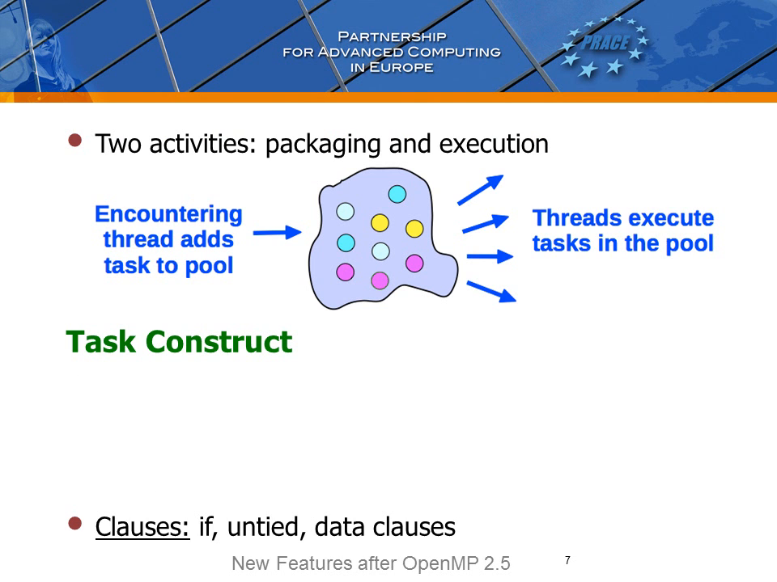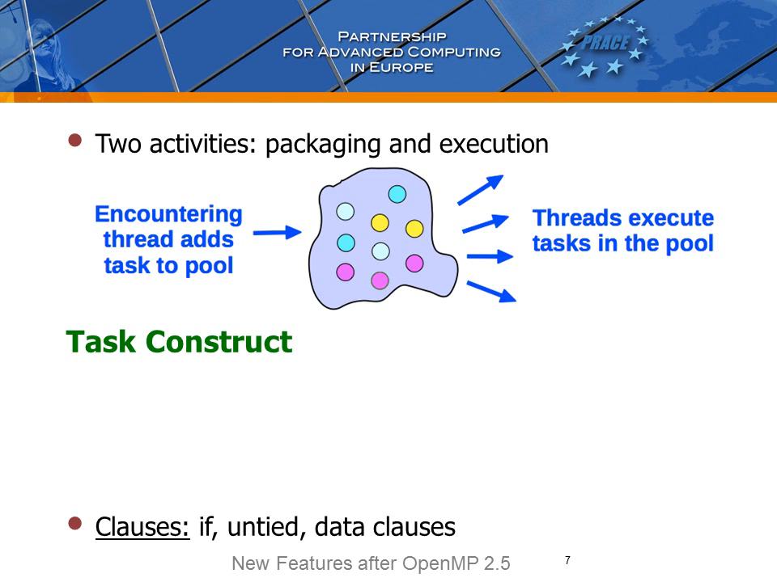A task is generated each time a thread encounters a task directive. Each encountering thread packages a new instance of a task. Some thread in the team executes the task at some later time. The thread that executes the task is called task thread. The task thread may be the encountering thread or any other thread in the encountering thread's team.